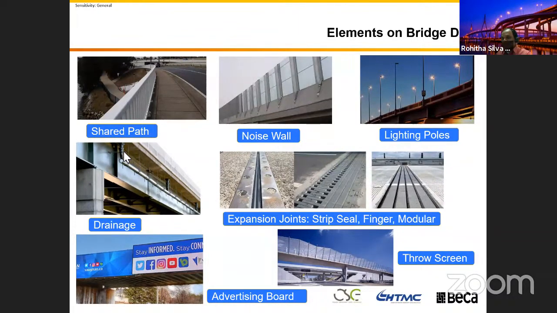We talked about needing drainage, especially if it is a flyover bridge, it's okay. But if it is a viaduct or elevated expressway, a long bridge, still you need to drain out the water. In addition to that, for the bridge deck, we're going to attach expansion joints. The throw screen we need to attach, because sometimes when you build a bridge on the face, people put up their advertising boards as well. So these are the elements we're going to attach to the bridge, in addition to the main elements.